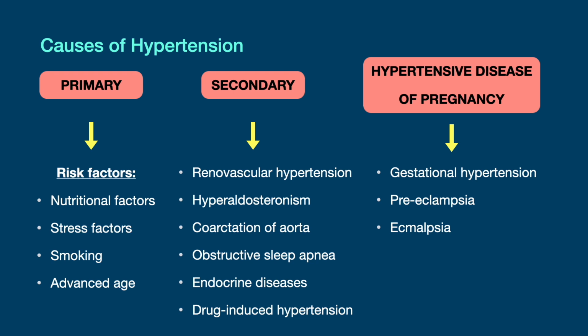Hypertensive disorders of pregnancy include a variety of diseases which can occur in pregnancy, such as gestational hypertension, where the hypertension is not associated with proteinuria, preeclampsia, where the hypertension is associated with proteinuria, and eclampsia, where preeclampsia is present with at least one convulsion episode.